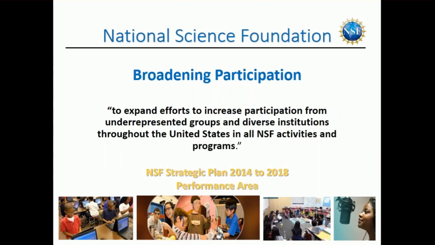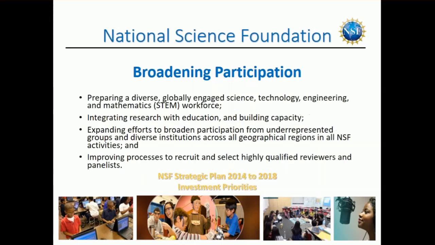If we look more specifically at broadening participation, we actually have a performance area that's highlighted in the NSF strategic plan that I mentioned earlier. The broadening participation performance area really challenges us to expand our efforts to increase participation from underrepresented groups and diverse institutions throughout the United States in all of our NSF activities and programs. So you'll notice that in this challenge to us in terms of performance area, broadening participation is defined here. That's a question we get a lot, is what do we mean by broadening participation? And in fact, it's here in our performance area. It really involves underrepresented groups in STEM as well as diverse institutions.